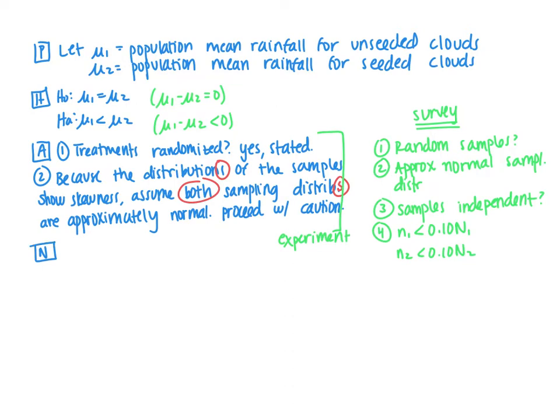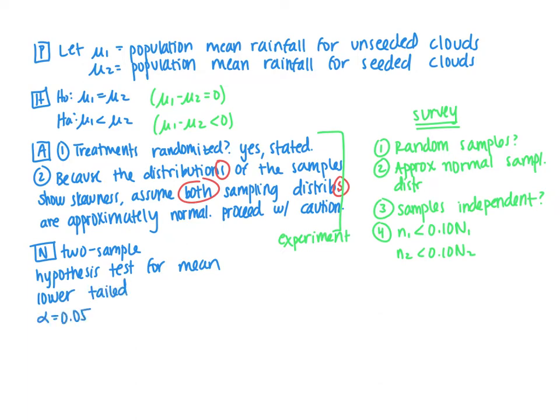For N, this should be pretty intuitive. This is a two-sample hypothesis test. For mean. This is lower-tailed. Alpha is 0.05. And we are using T.